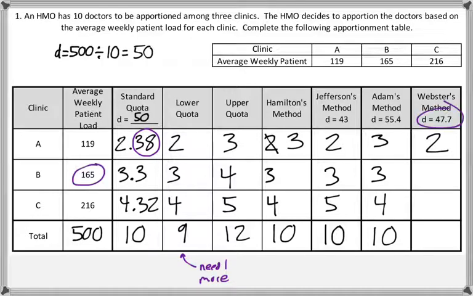165 divided by 47.7 is 3.45. So that's going to round down to 3. And then 216 divided by 47.7 is 4.52. So that's going to round up to 5. And these add up to be 10. So by Webster's method, Clinic A gets 2 doctors, Clinic B gets 3 doctors, and Clinic C gets 5 doctors.